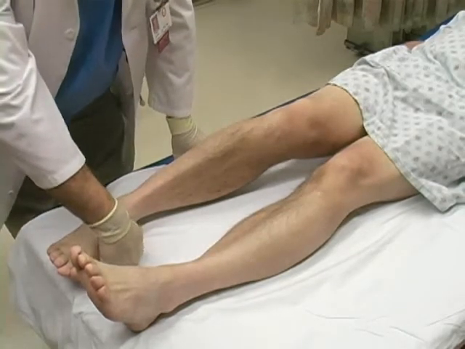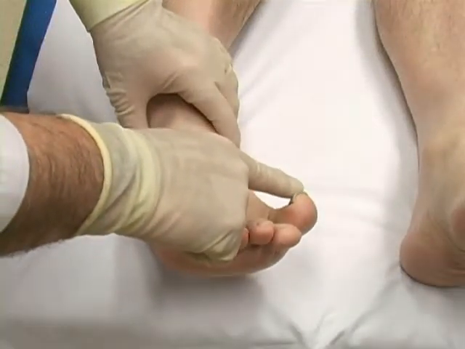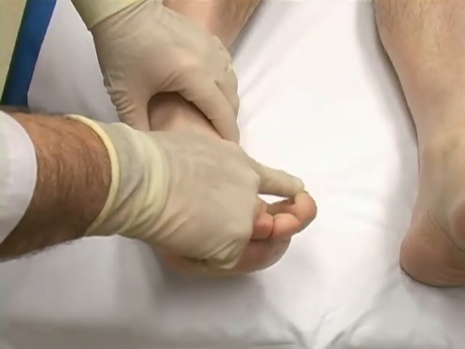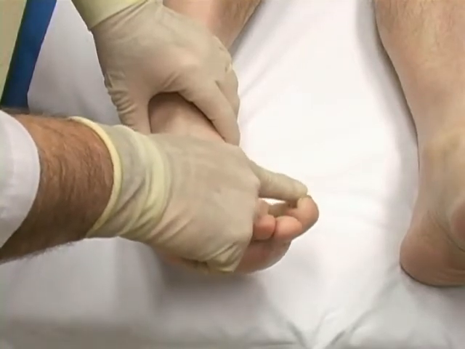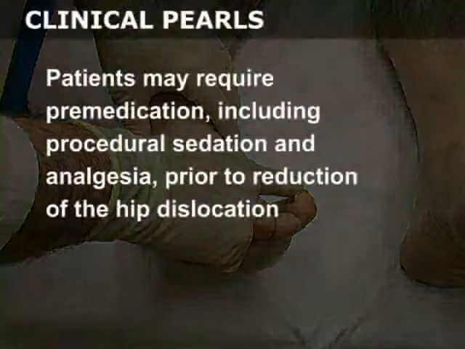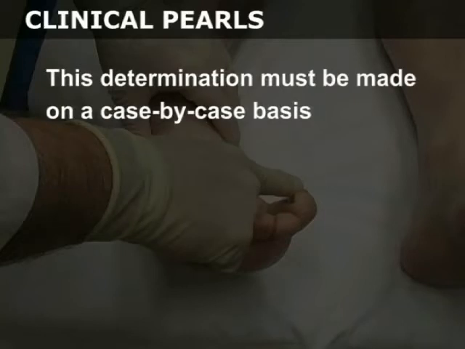Special attention should be paid to the motor function of the extensor hallucis longus and flexor hallucis longus, since these muscles are innervated by the sciatic nerve, which may be injured in a hip dislocation. Patients may require pre-medication, including procedural sedation and analgesia, prior to reduction of the hip dislocation. This determination must be made on a case-by-case basis.